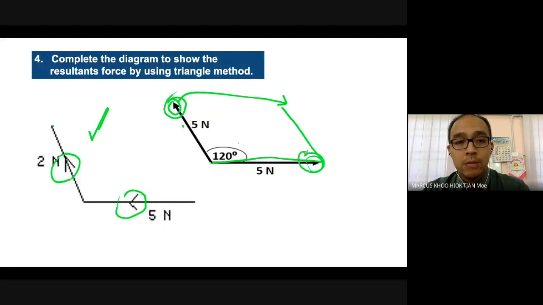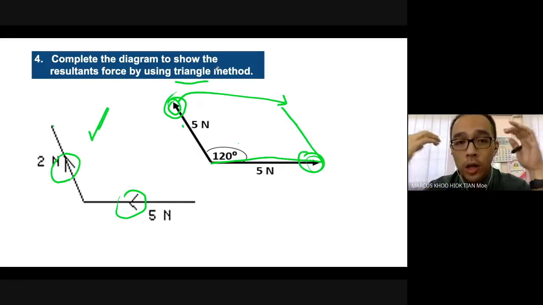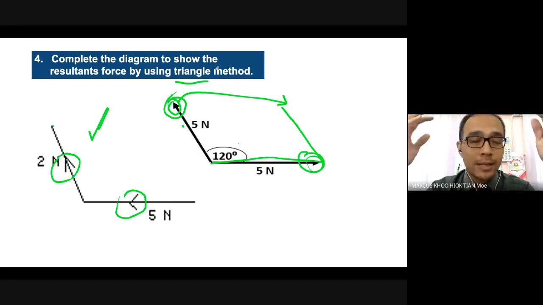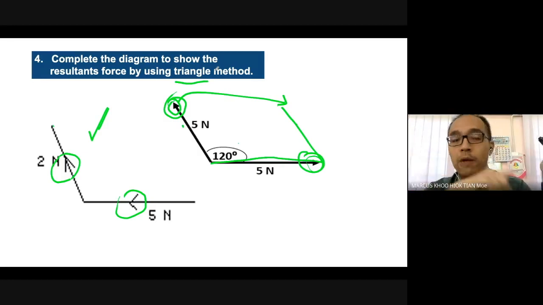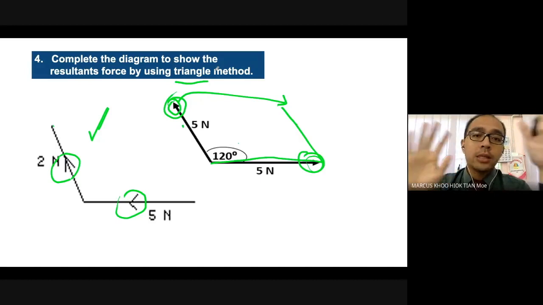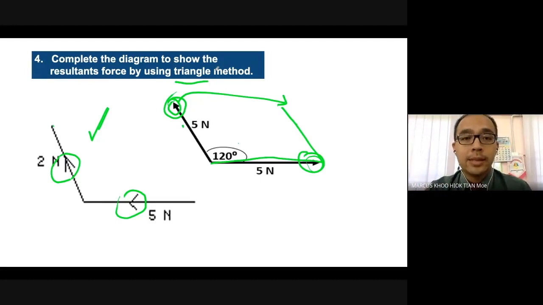Okay, especially if you're going to use the triangle method, make sure that the arrows are connected. Then you complete it. But if you're going to use the parallelogram method, then no problem. Just make sure you have a parallelogram, then you draw the diagonal. So just be careful with both methods. All right.